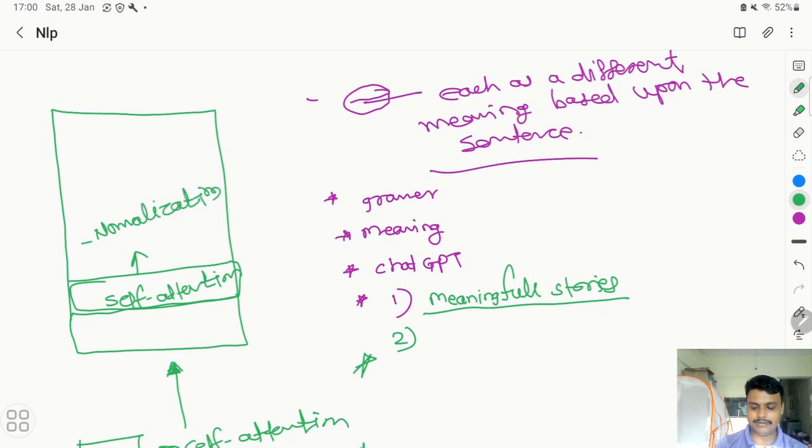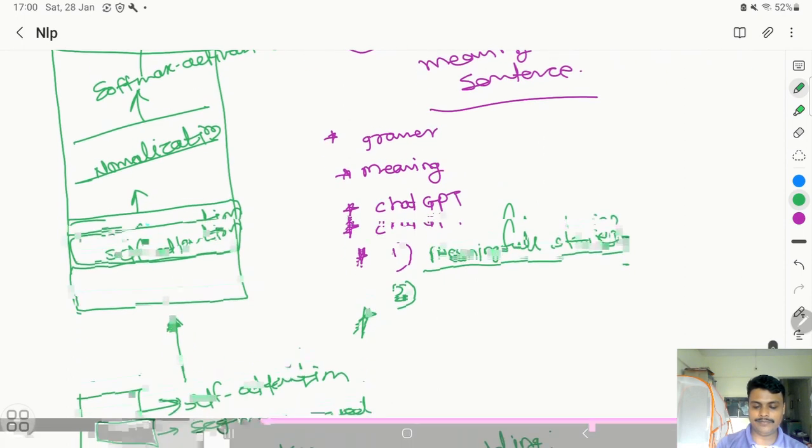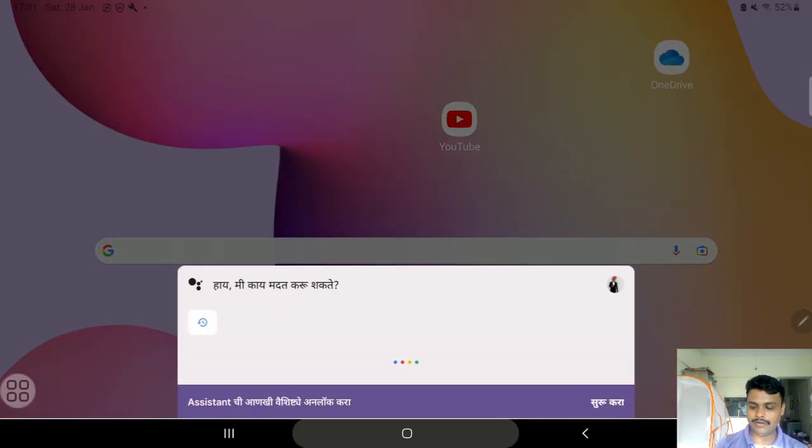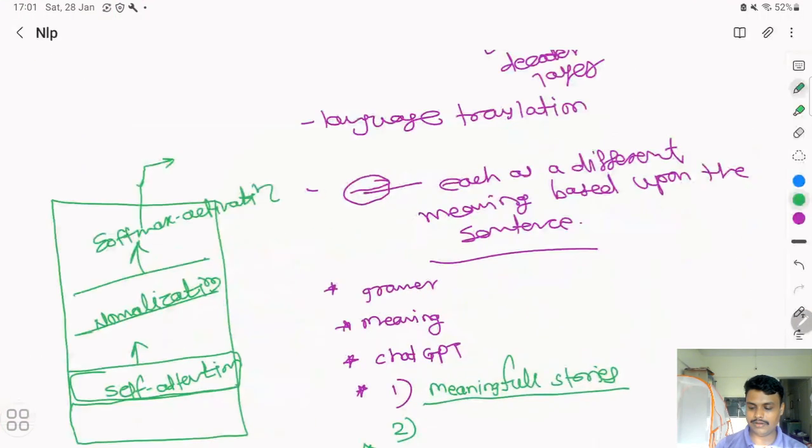After that there is a softmax activation function, and after that we will finally get a matrix of output.